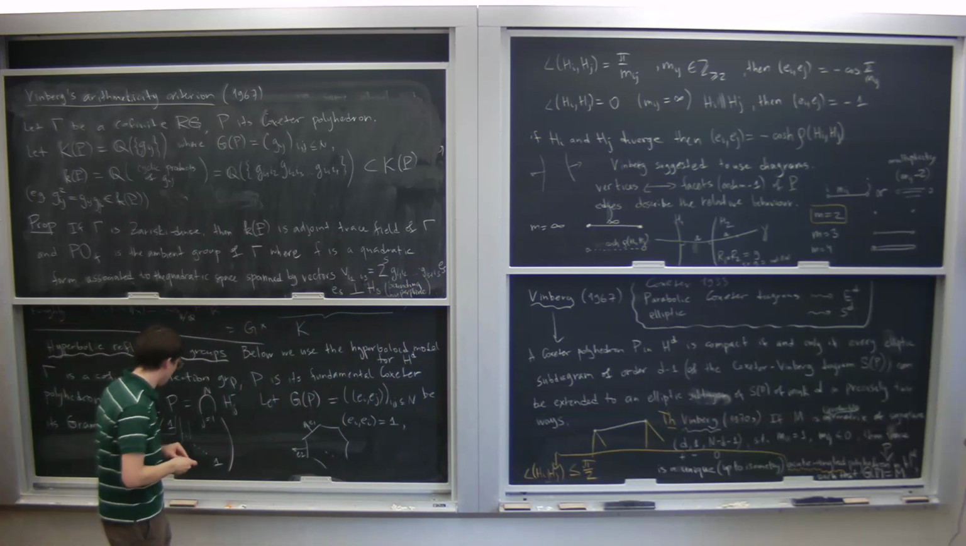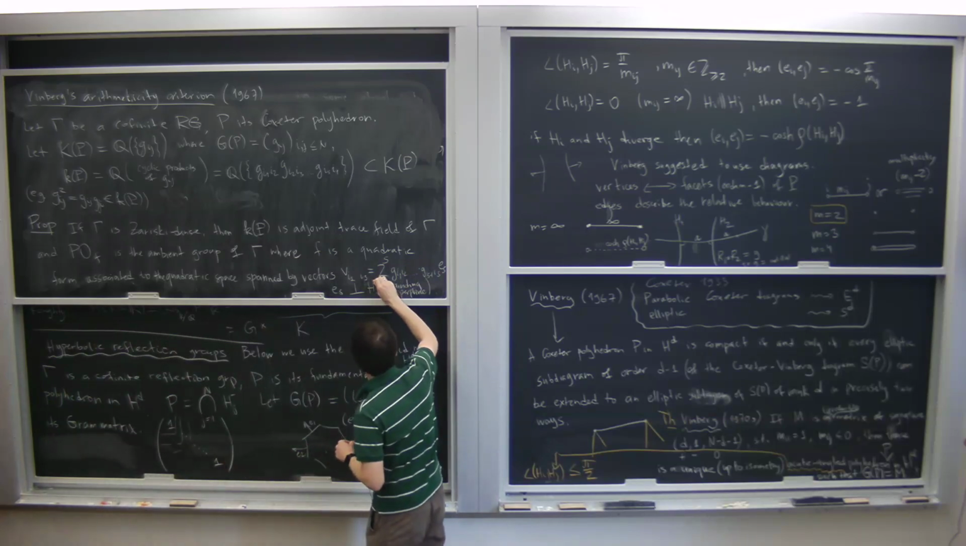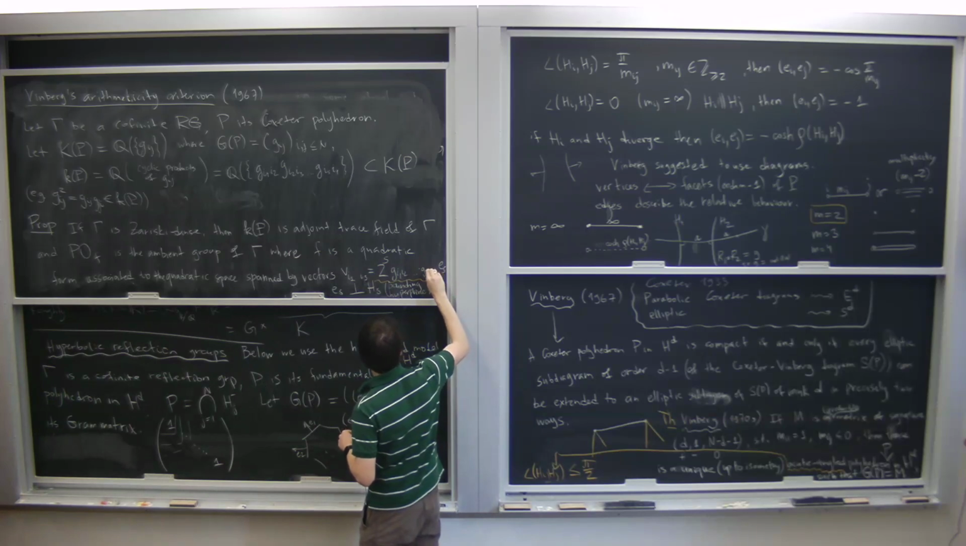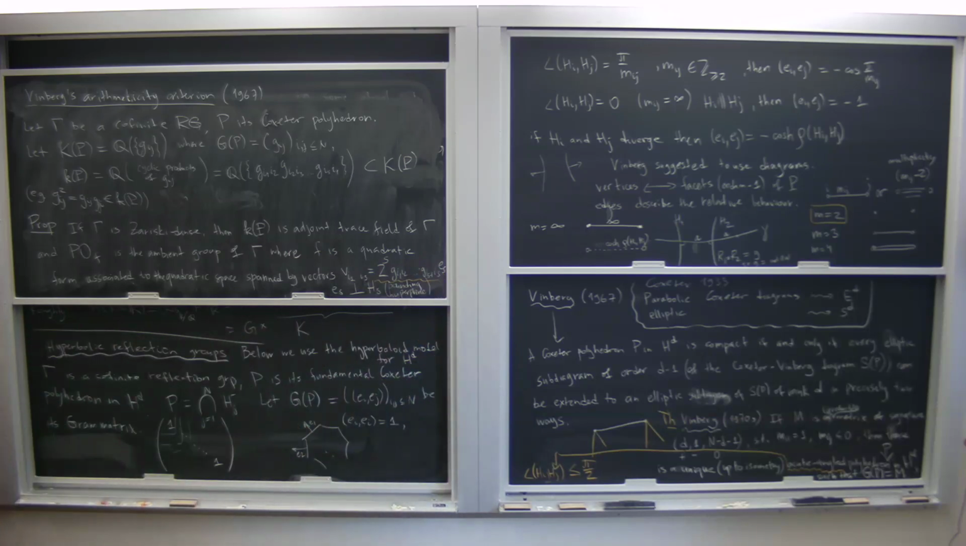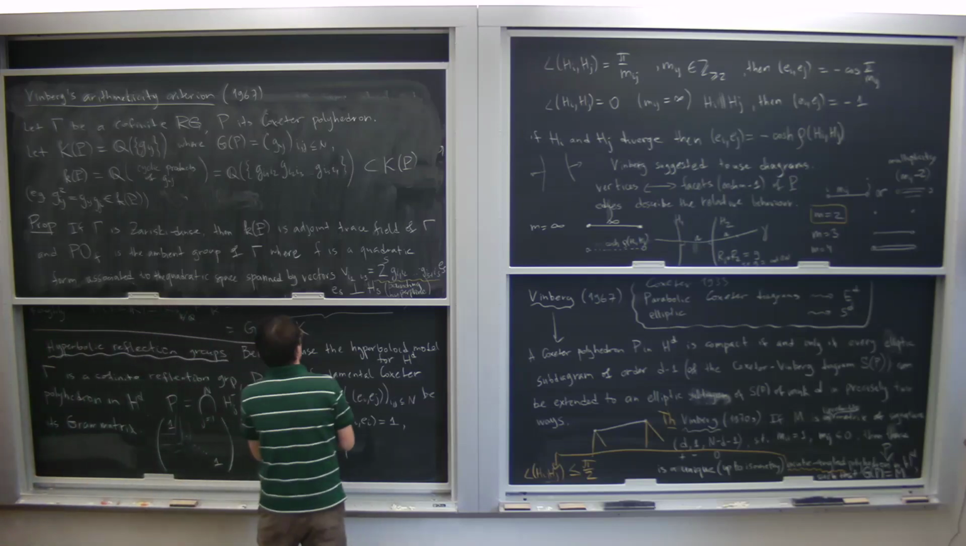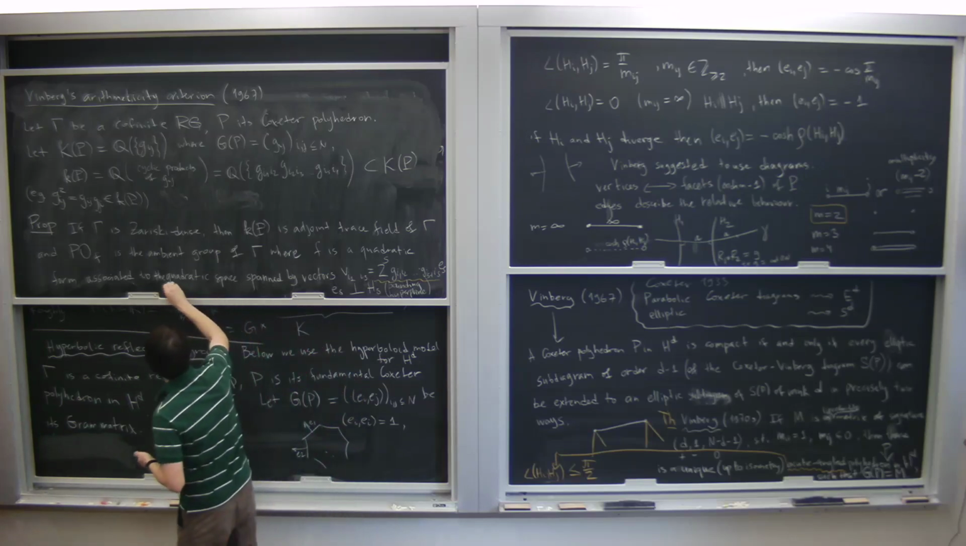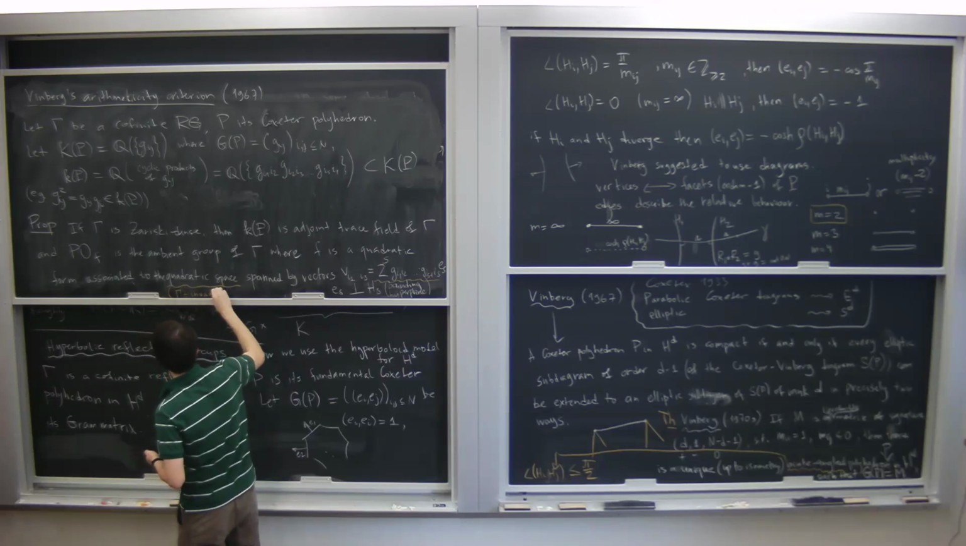So let me write it down. Okay, yes, we have a quadratic space, chosen in such a way that they span a quadratic space. It should be gamma invariant.